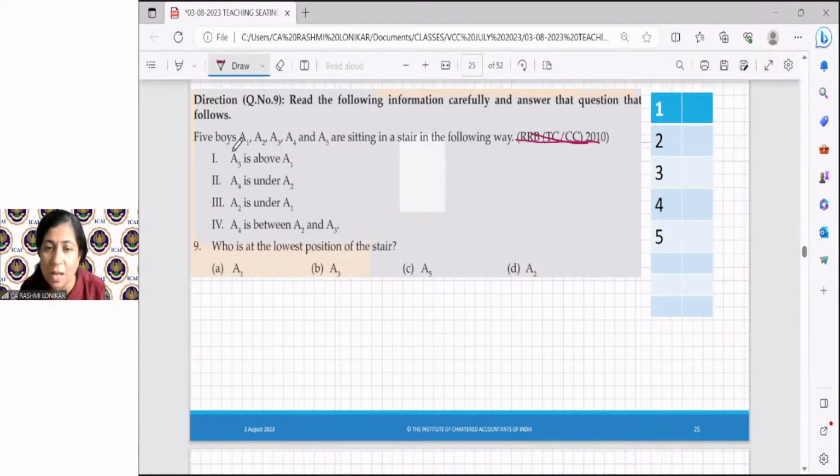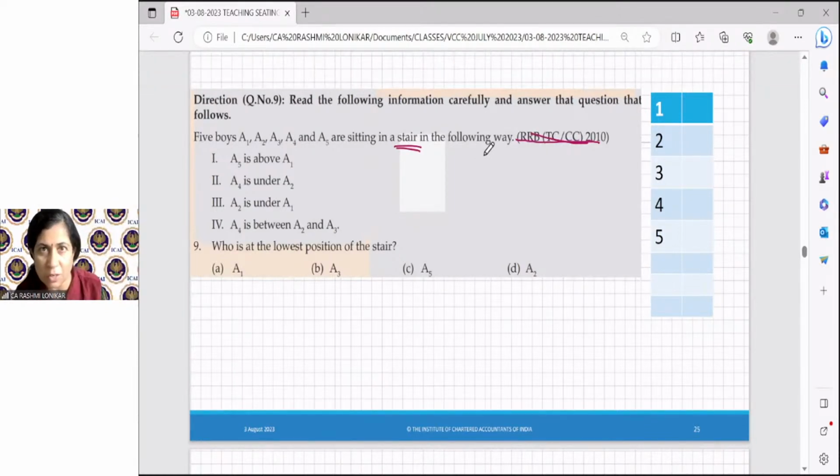The question here is: 5 boys A1, A2, A3, A4, A5 are sitting on a stair. Stair means somebody will be at the top and somebody will be on the bottom stairs. Now A5 is above A1. So A5, A1. A4 is under A2. So A2, A4. A2 is under A1. Now I have these two and I need to combine them. So what will the combination be? A5, A1, A2, A4.